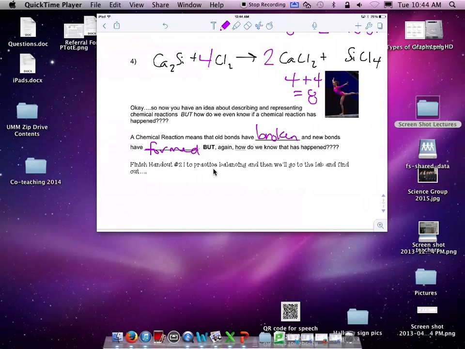Well, first I'm going to have you do some balancing practice, and then I'm going to have you do a lab activity that shows you this. How do we know that the bonds have broken? We can't see the bonds break, but the chemical reaction will tell us something else. So right now, go ahead and work on your balancing practice, and then after that, you'll work on a lab activity.